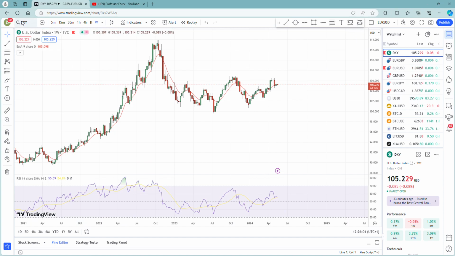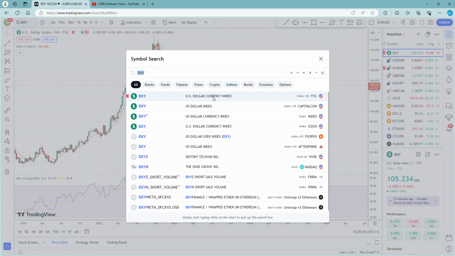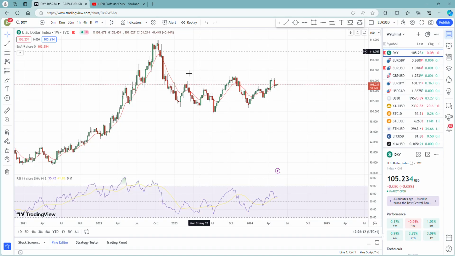So if you open up tradingview.com, top left corner, search for DXY, which is the US dollar currency index. First of all, before you trade USD pairs, any USD, you need to look at this first and it'll help you indicate where prices go next.